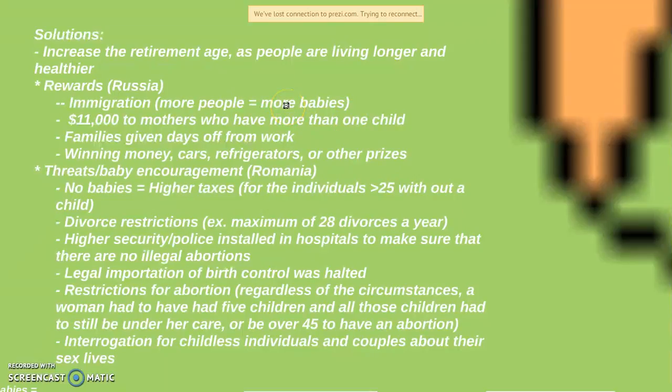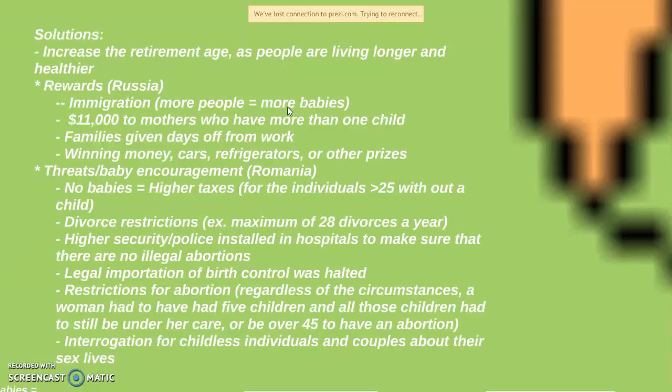Romania had a different thing. It's kind of like a threat, or you can see it as baby encouragement, which is how they like to see it. But they had no babies equals higher taxes. This was all enforced in 1966 for a short amount of time. For individuals above 25 without a child, they would now have to pay higher taxes.